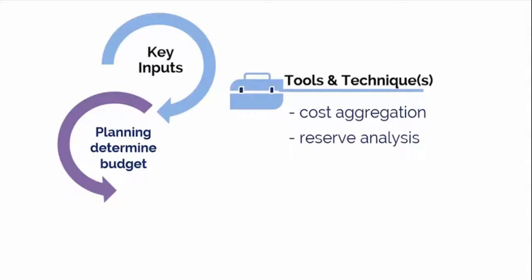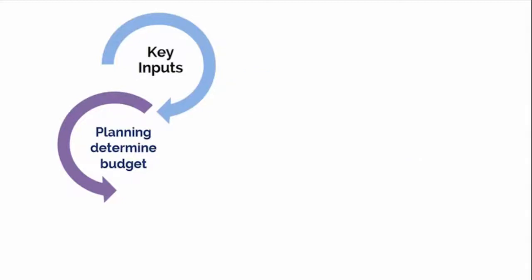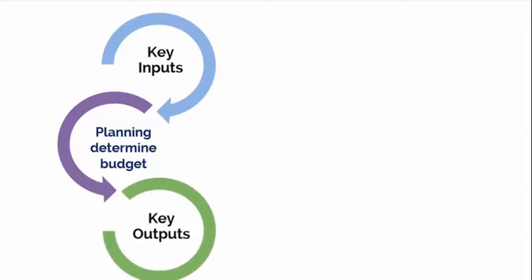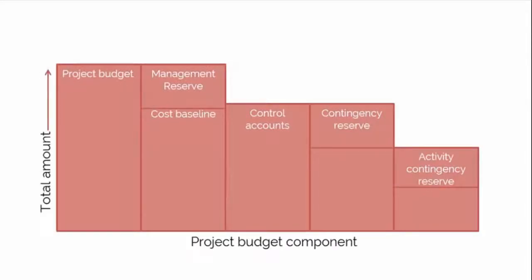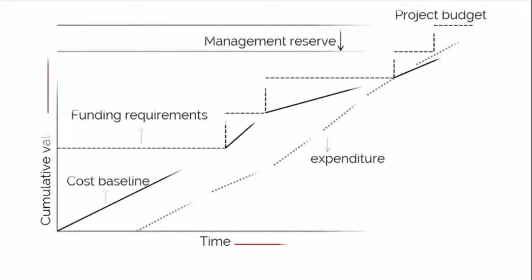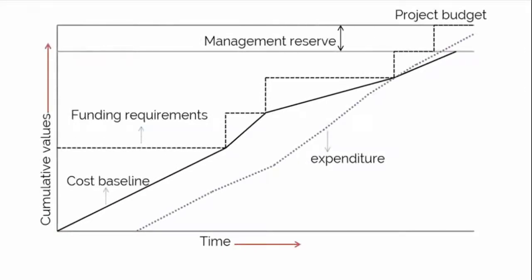Reserve analysis, another tool and technique, can establish both the contingency reserves and the management reserves for the project. We discussed this earlier, but it's also a tool and technique in this process, so here's some additional information. The summation or aggregation of the activity cost estimates are added to the contingency reserve to give you your cost baseline for the project. The cost baseline is the one that is used for tracking and monitoring, including earned value management calculations. The cost baseline added to the management reserve is called the project budget. This is the maximum amount of money that the company commits to spend on the project.